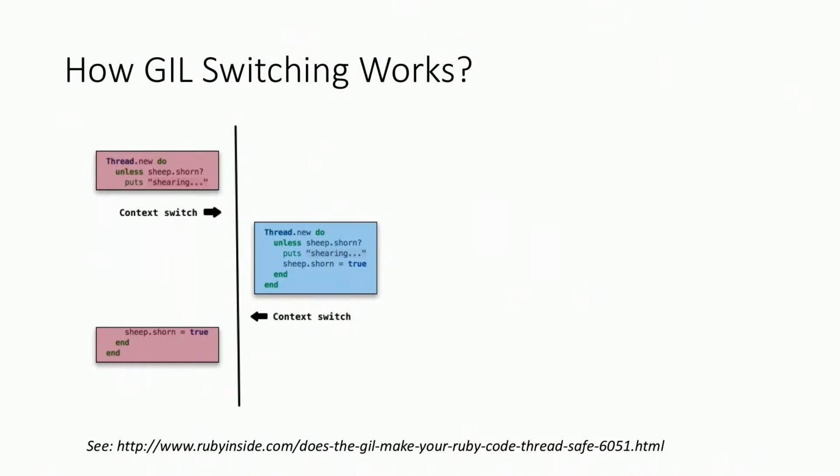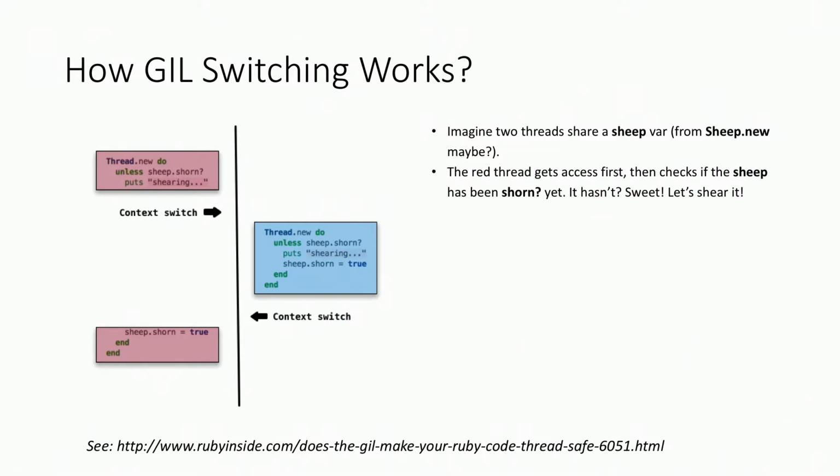So I stole this from a website. We don't actually see the code for this, but imagine this is thread 1 and thread 2. They're both running this code. We've got, imagine like a sheep instance variable, and we're seeing if we have sheared that sheep. And then we're going to shear it, and then we're going to set it to true. So here's what happens with the GIL. You have a sheep. The first thread that gets it is the red one. It checks if we've sheared the sheep yet. It hasn't. All right, let's shear it.